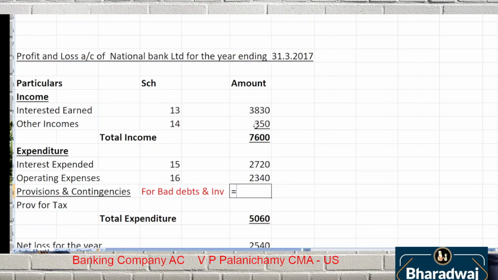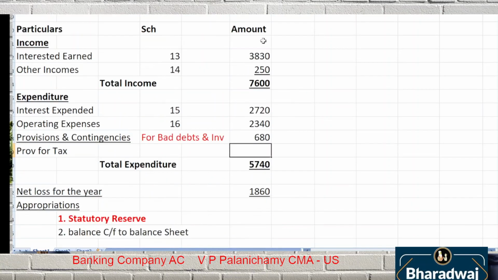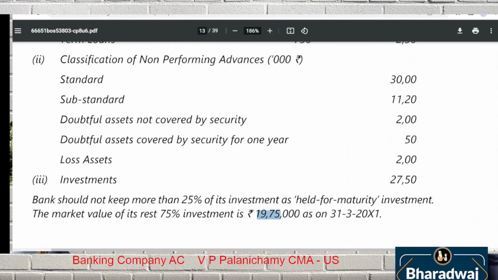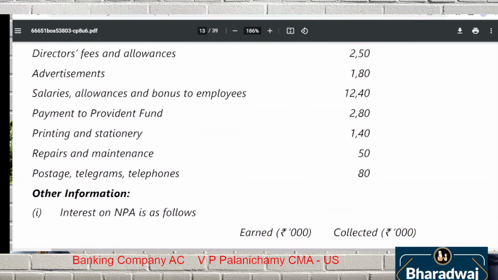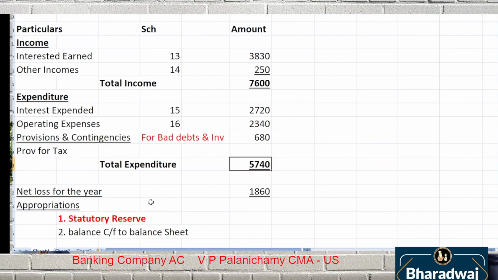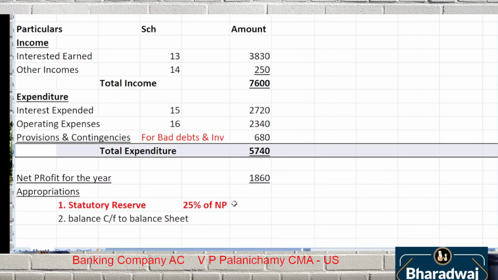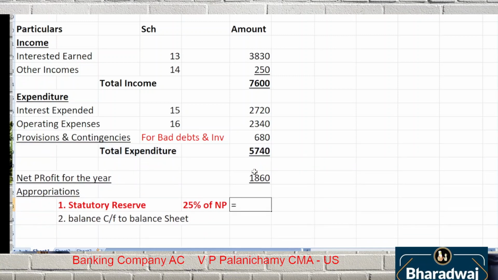This provision and contingency which we created now, 680. They don't ask any provision for tax, right? Check it. No provision for tax. So for net profit for the year, 25% of net profit should be transferred to statutory reserve. No provision for tax in this question. So 25% of the profit. What is the profit? 1860 into 25%.